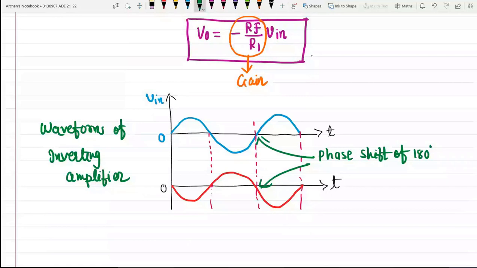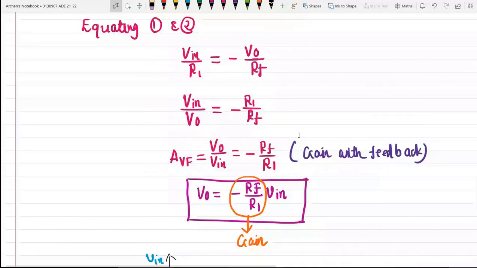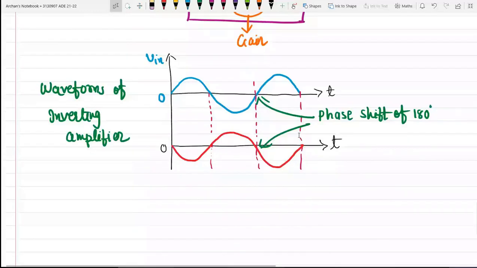Now here you can see that by selecting proper values of RF and R1 we will be able to control the gain. Suppose I want to amplify my input signal 10 times, then I will choose the values accordingly. If I want to amplify the same input voltage 100 times, then also it is possible by changing the values of RF and R1. So control of gain is now in our hand, and this is the advantage of negative feedback. So this is one typical application of the operational amplifier, the inverting amplifier. Similarly, we will get the non-inverting amplifier also.